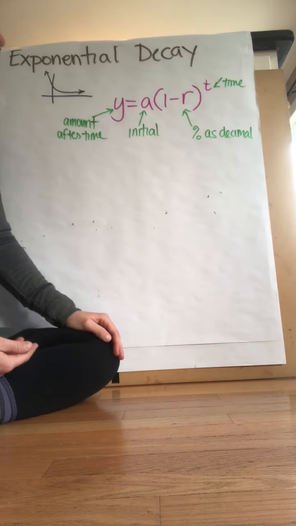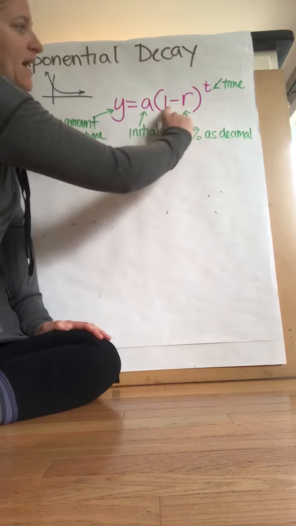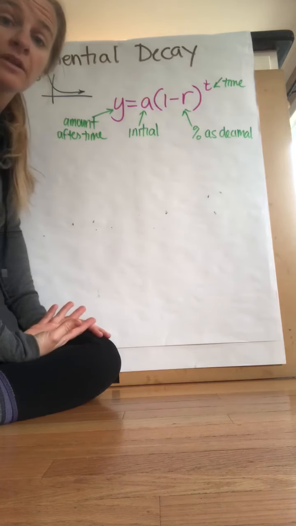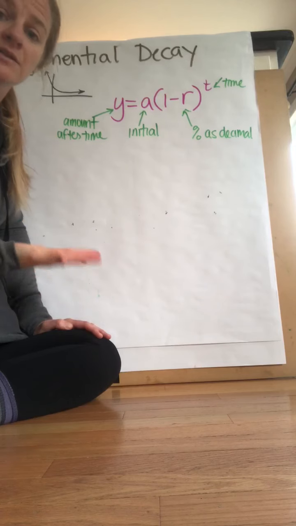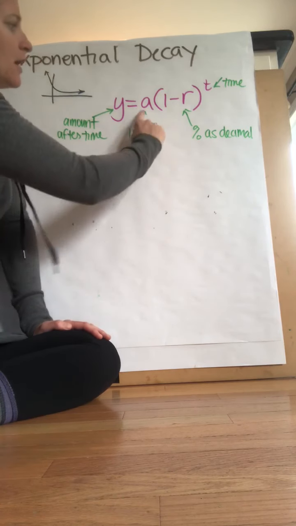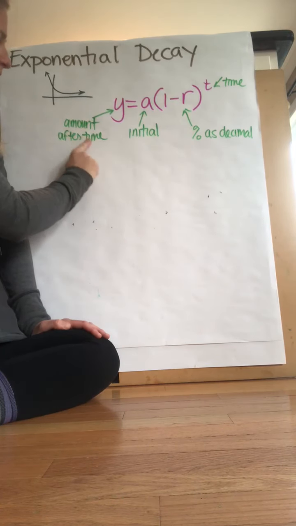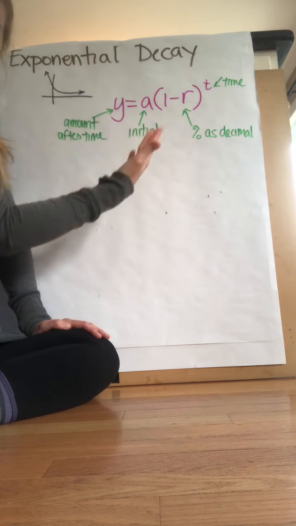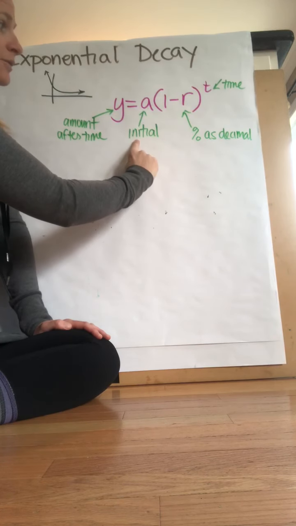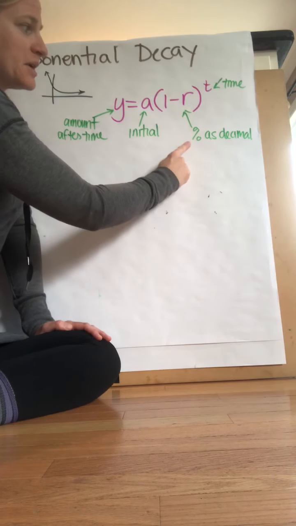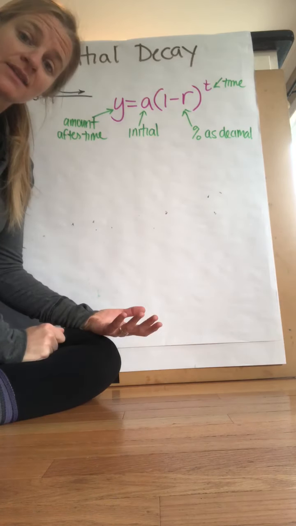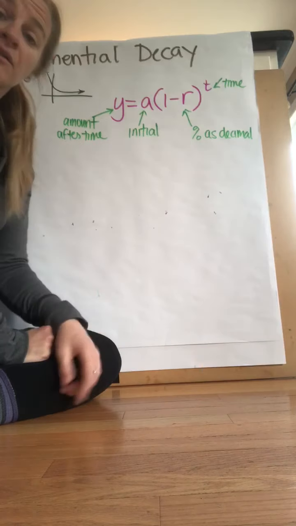If you remember, exponential decay has to have a base that is smaller than 1. So this base is going to be greater than 0 and smaller than 1. y is going to be the amount that you have after the time given. A is our initial amount, same as before. r is going to be our percent represented as a decimal, and t is the amount of time that goes by.